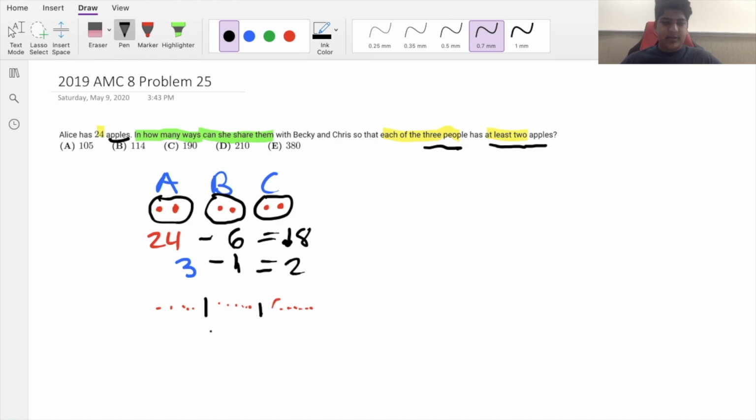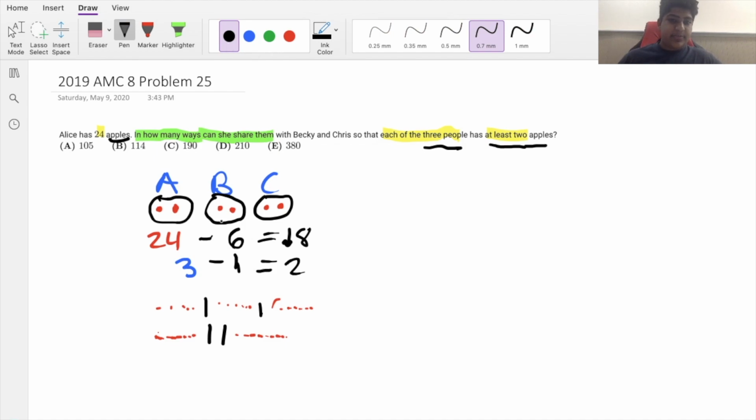For example, let's say Becky gets no apples. Then we can just have 2 consecutive partitions without any apples in between. And that still works because we've already given Becky 2 apples. So she already has at least 2 and the condition is satisfied.